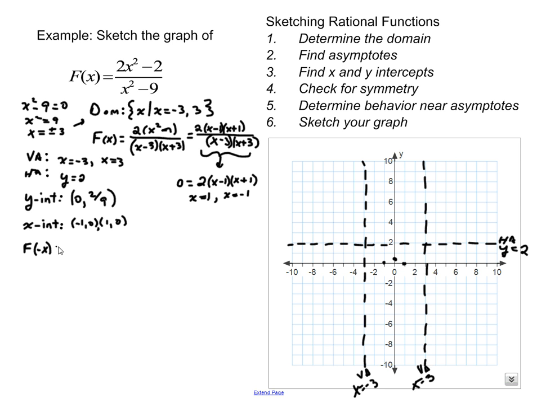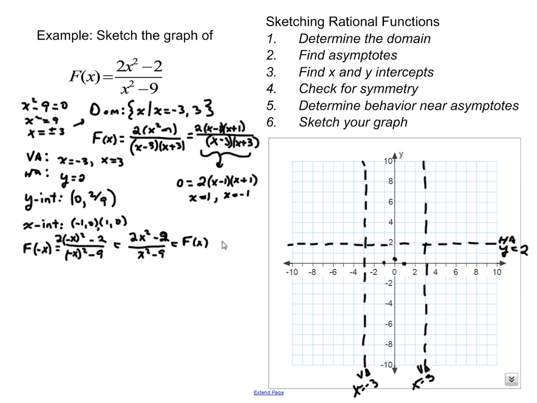f of negative x is the same thing as 2 times negative x quantity squared minus 2, divided by negative x quantity squared minus 9. Squaring negative x is exactly the same as squaring positive x. So in other words, it's equal to 2x squared minus 2, not minus 9, divided by x squared minus 9 down here. And that is equal to our original function f of x, and therefore this is an even function.